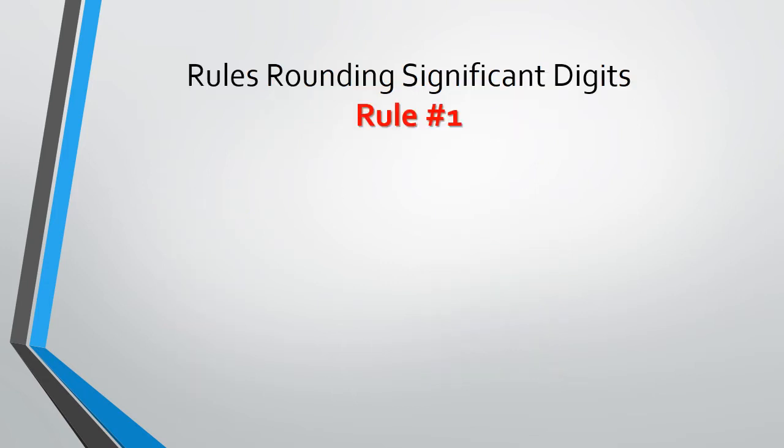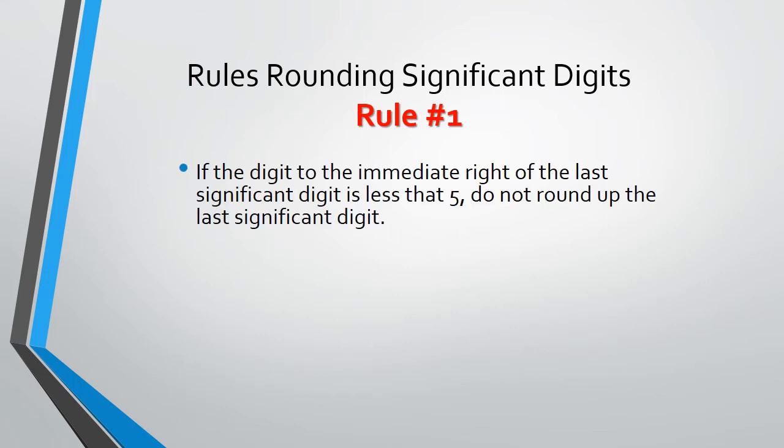Let's talk about rounding rules. Rule number 1, if the digit to the immediate right of the last significant digit is less than 5, we don't round up the last significant digit.